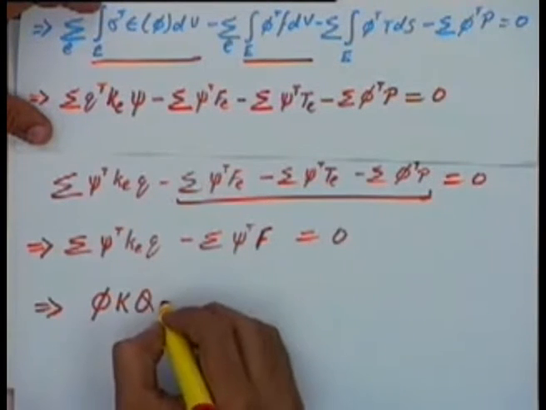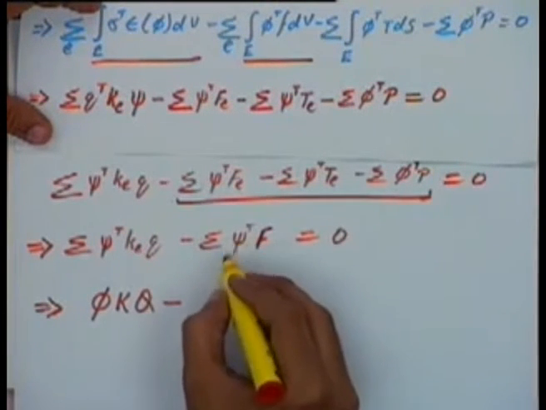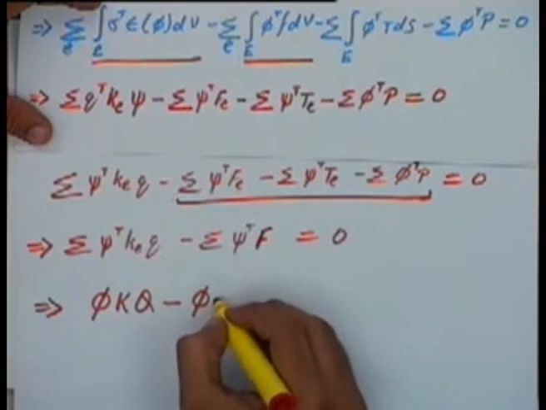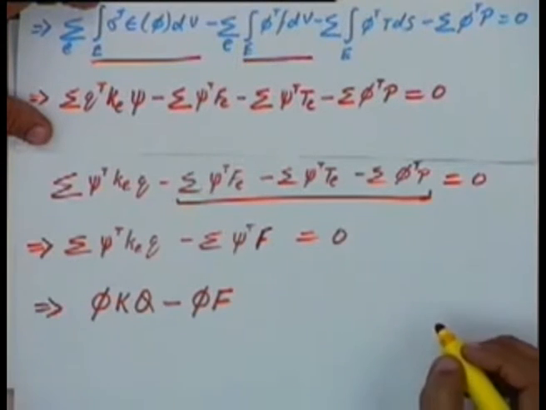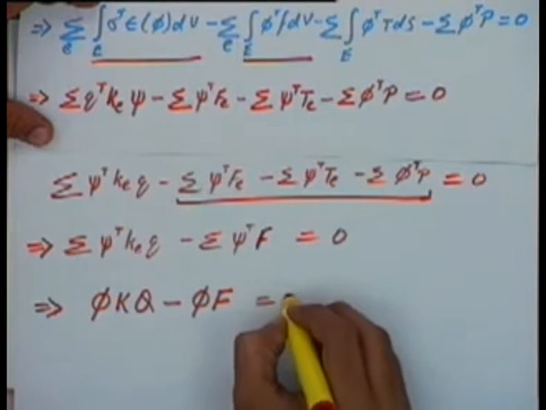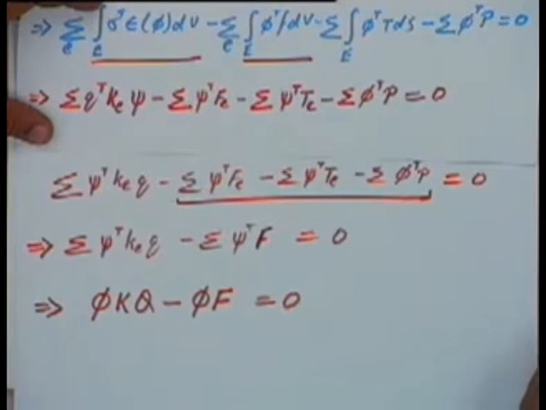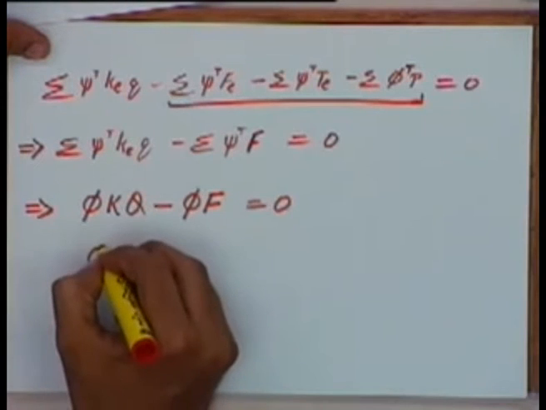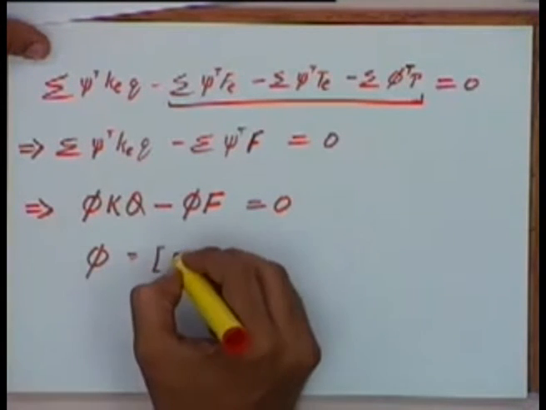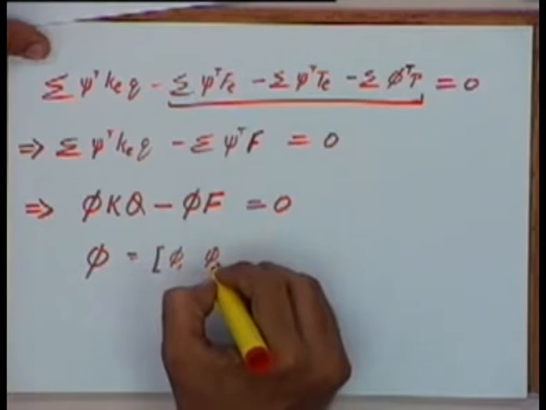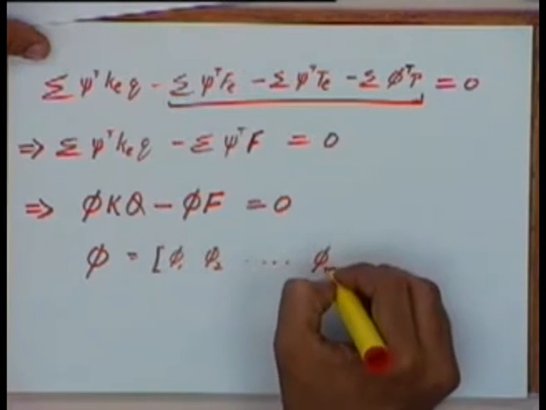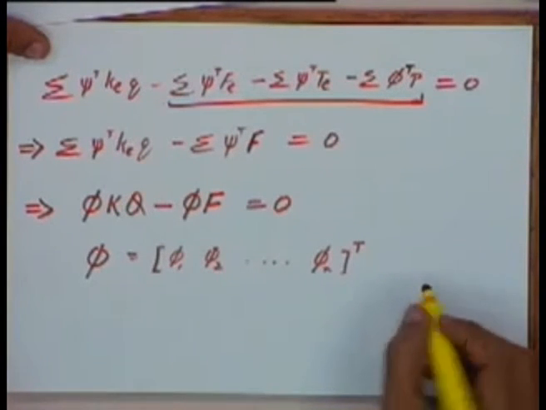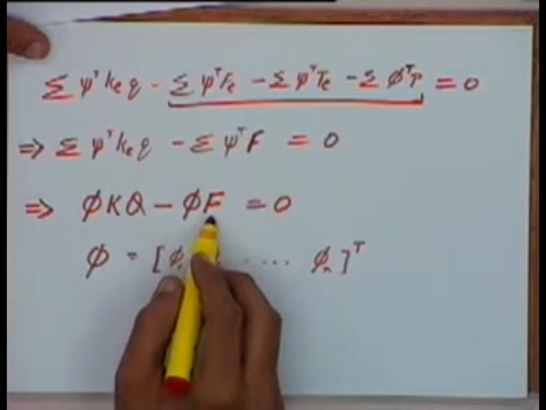This again will be minus this psi, which I am changing to a global matrix phi, and this F I am changing into a global force matrix, and I will say this is equal to 0. Where this global matrix phi will be equal to phi 1, phi 2 till phi n if I have n elements. The definition of K, Q and F will be the same as what we had earlier.